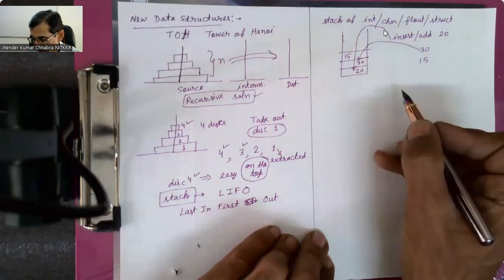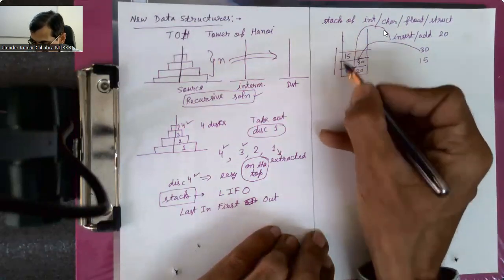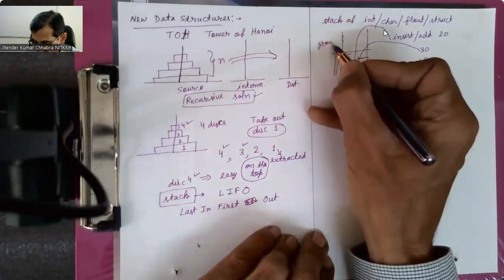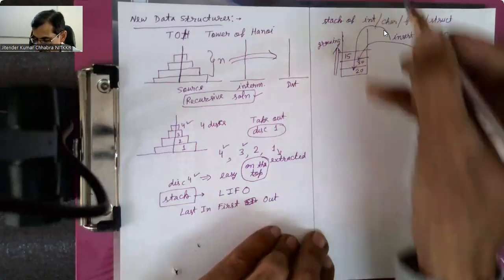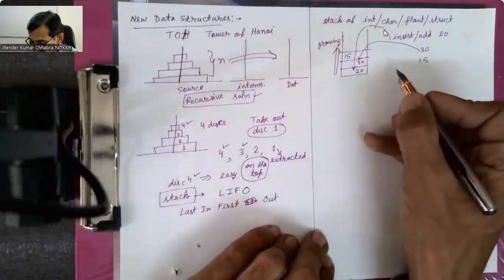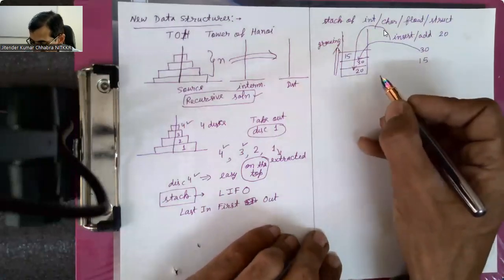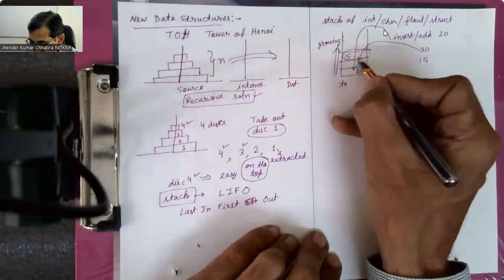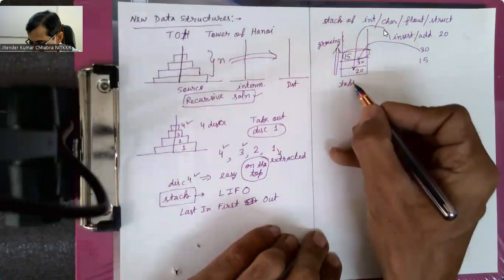So this is the standard way a stack will grow, from bottom to top. Then if I want to take something out, the takeout will only be possible from the topmost position.